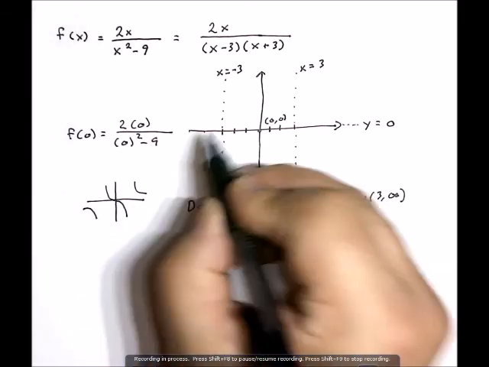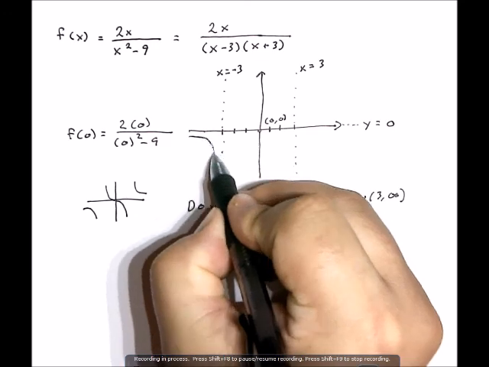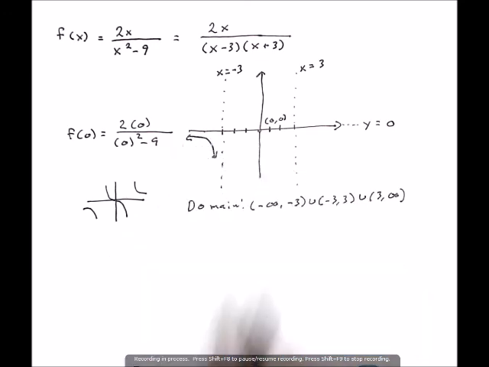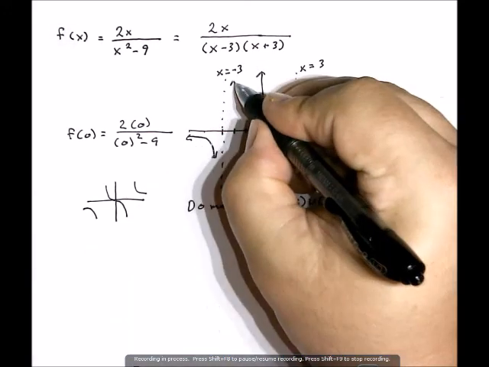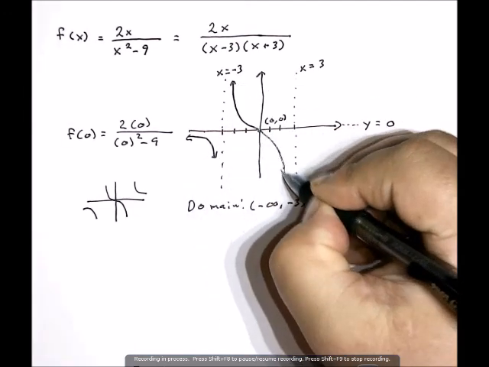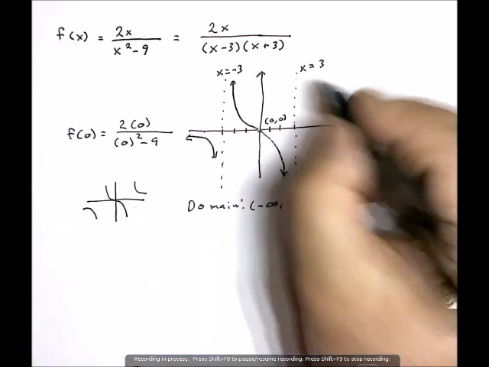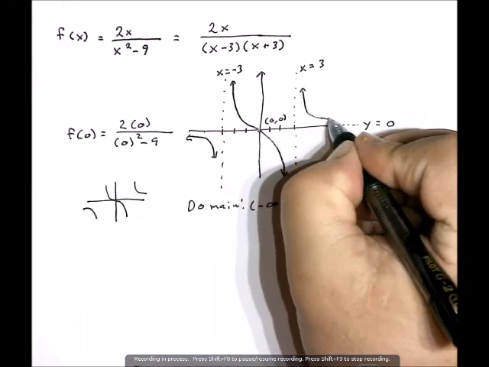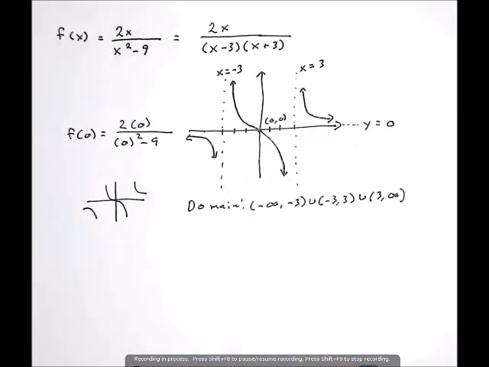So we have this little branch here in between the asymptotes. Then another branch here going from the asymptotes through my intercepts and then down. And then another branch up here, again going out toward the asymptotes. And we're done. We've successfully graphed that rational equation.